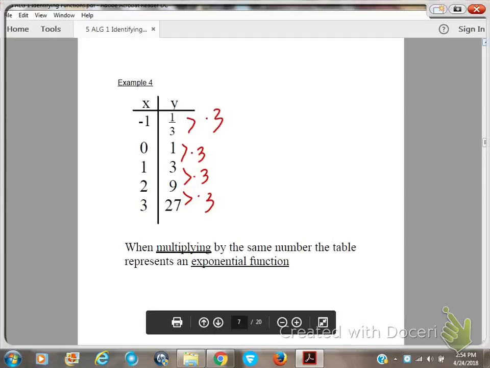1 times 3 gives you 3. 3 times 3 gives you 9. 9 times 3 is 27. So each time you're multiplying by 3. So anytime you're multiplying, it's going to be an exponential function.